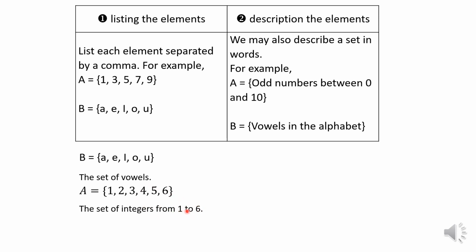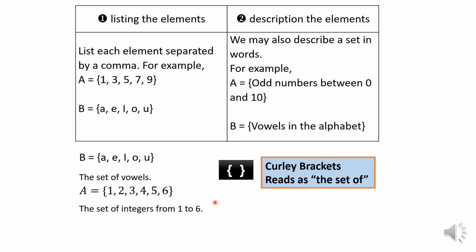Now integers are all your positive whole numbers or negative whole numbers and 0. So we can go into detail later on when we use set builder notation. The curly brackets you see are read as the set of. Okay, so when you do this one, you can say that B equals the set of the vowels that you find in the alphabet. This is A equals the set of numbers 1 to 6, or the integers from 1 to 6.